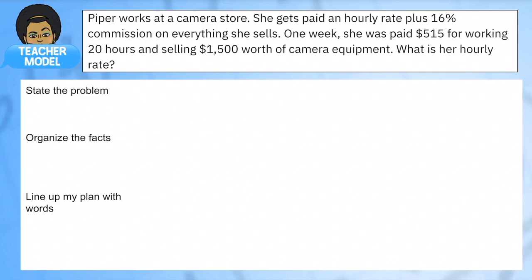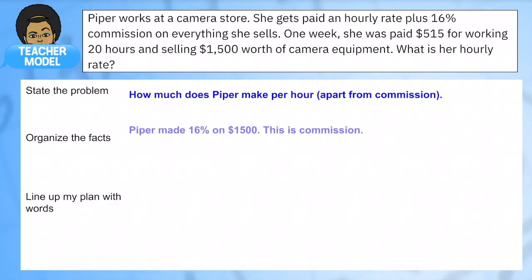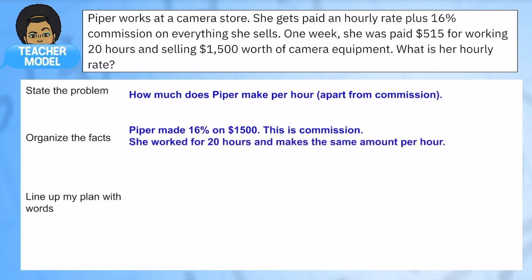So one week, she was paid $515 for working 20 hours and for selling $1,500 worth of equipment. We want to know what her hourly rate was. So this is spicy and a little bit tricky because that $515 represents two things. We want to know how much she makes per hour apart from the commission. So we're going to have to take some things out of there. So Piper, we know she makes 16% on that commission. So that is something that we can work with. We know how to find 16% of a number. And we know how many hours she worked.